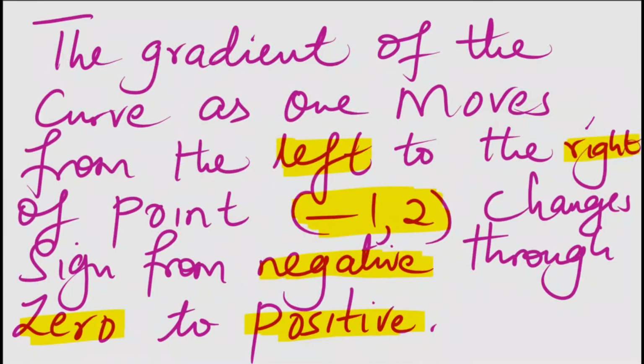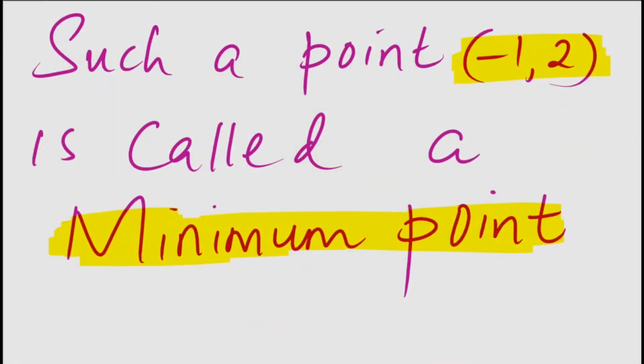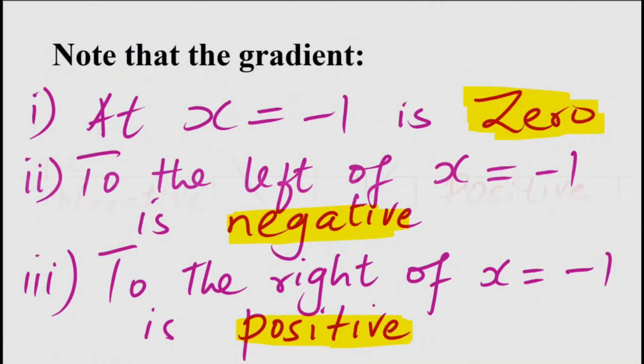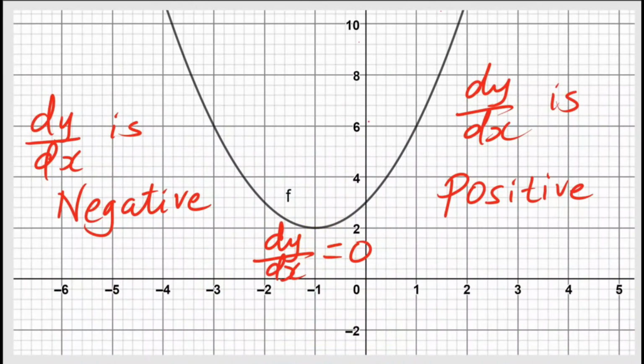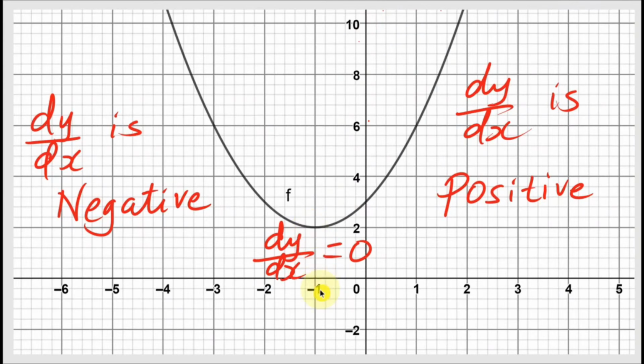Now after noting those points, it is important to note this. This is also very important, that such a point, (-1, 2), is called a minimum point. That point which you have identified, (-1, 2), is called a minimum point. And this is the point we're talking about. So this point here, -1, 2. This one is referred to as the minimum point.